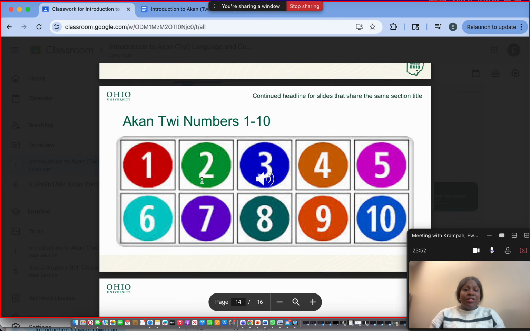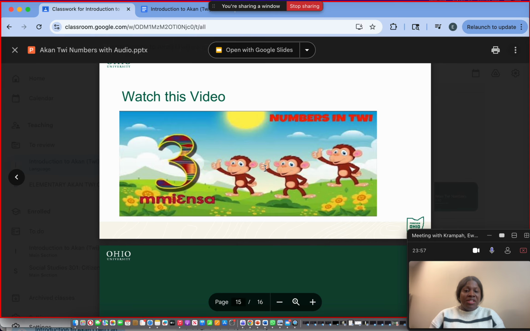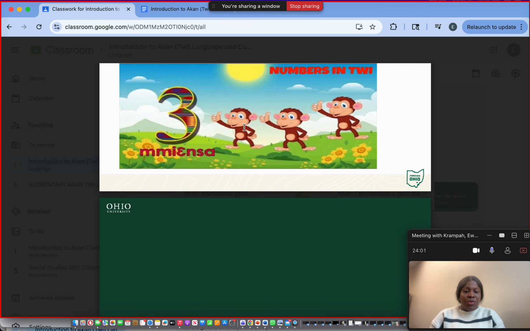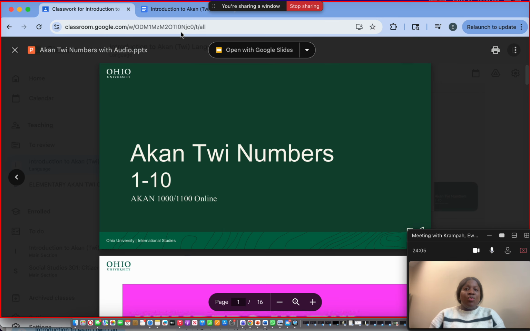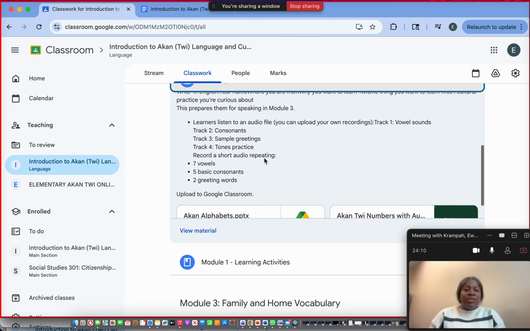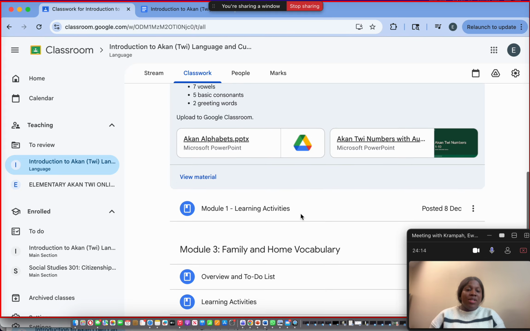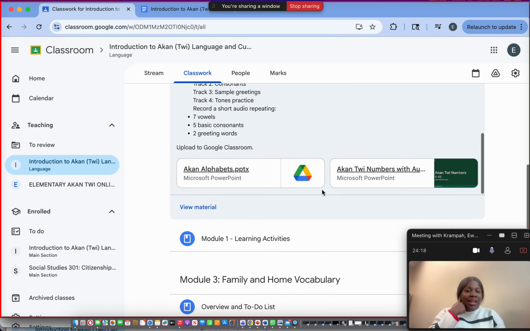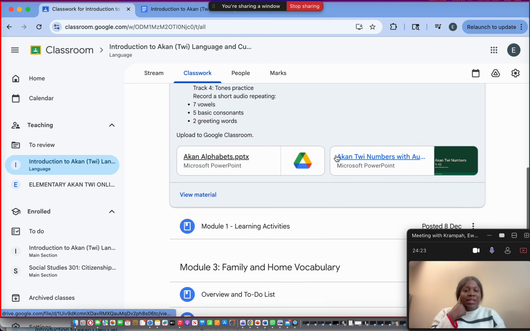Aside from that, students will always have a video to watch. So watch this video. After learning, they are told to watch a video, and then they end that slide and we'll move to the next module. So yes, there's always a PowerPoint presentation attached which has audio for you to listen to as a student, and then memorize some of the keywords there.